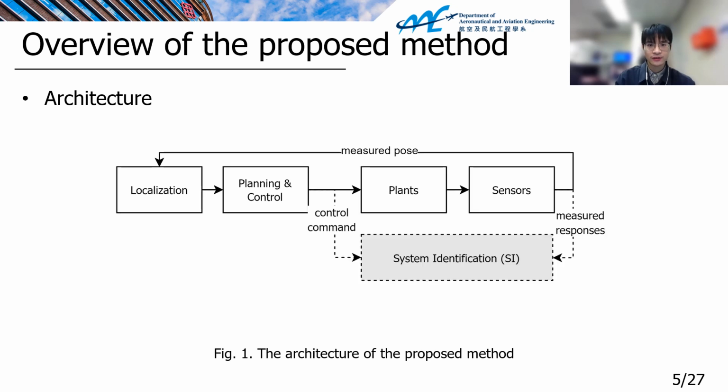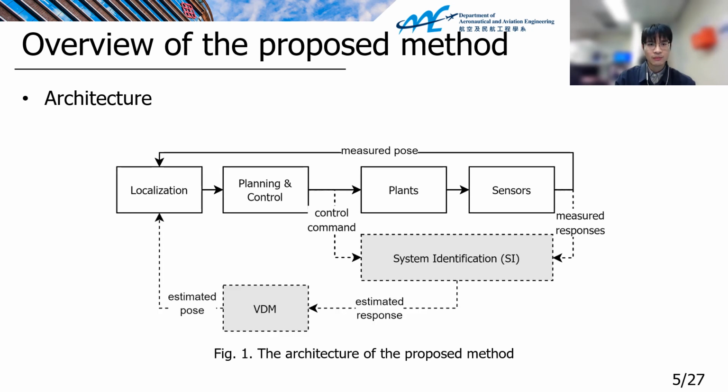It will identify the system property by utilizing the control command and the measured responses. Its output will be the estimated response. Then VDM will take such estimated response as control command to make the pose estimation. The pose estimation made by such VDM can be used to develop an advanced positioning algorithm with the aid of sensors. In this work, we focus more on how system identification can correct VDM.